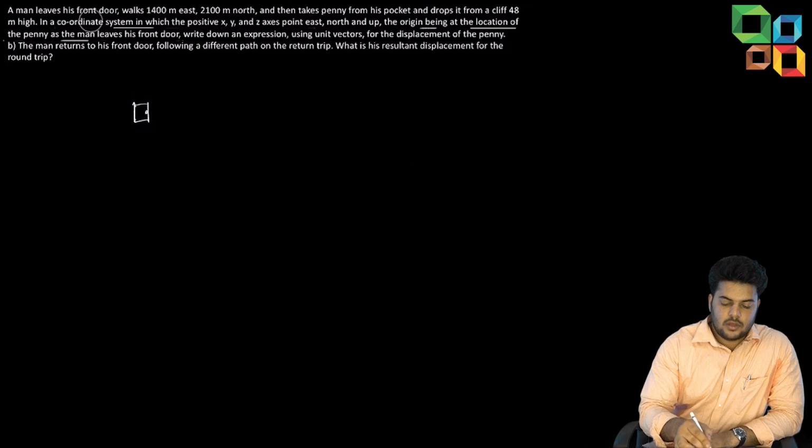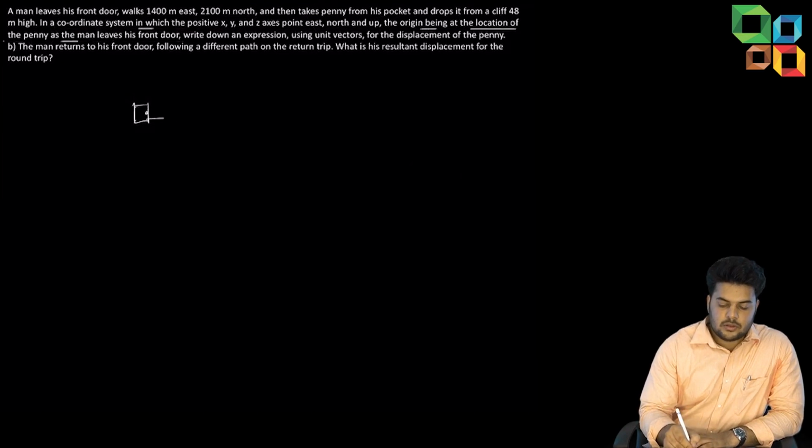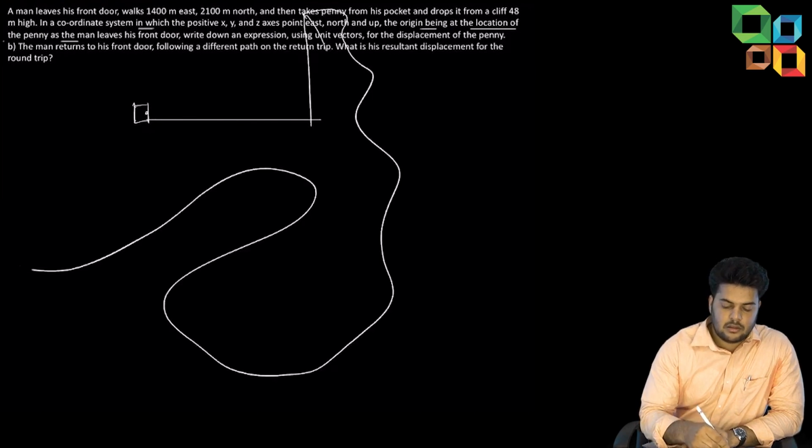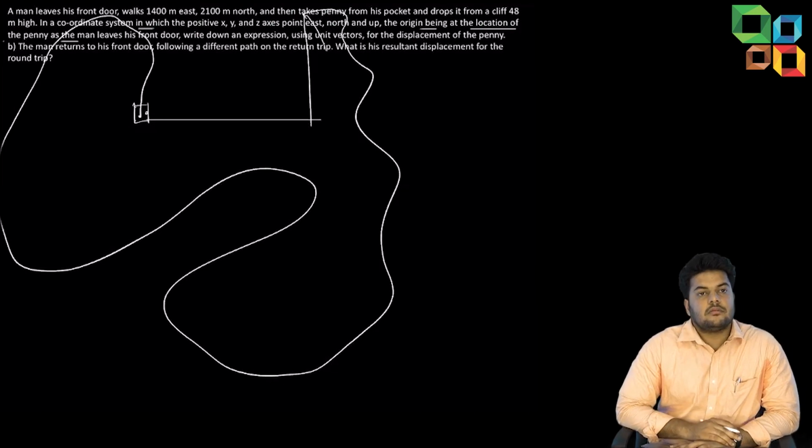Sandra? Yes, sir. So you go 1,400 to the east, 2,100 to the north and drop the penny. But when you come back, the total displacement, ask where you were before. I was at the front door. Where you are right now, at the front door. So total displacement is 0.